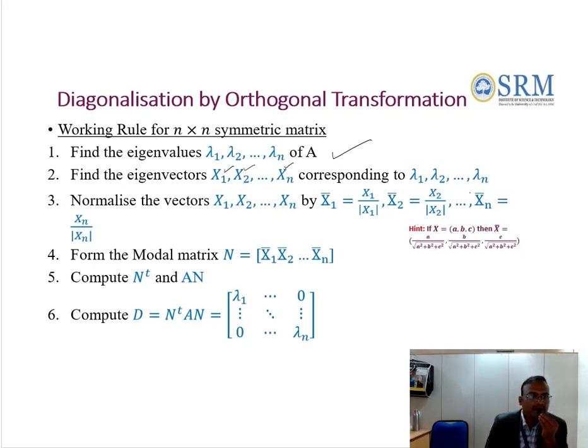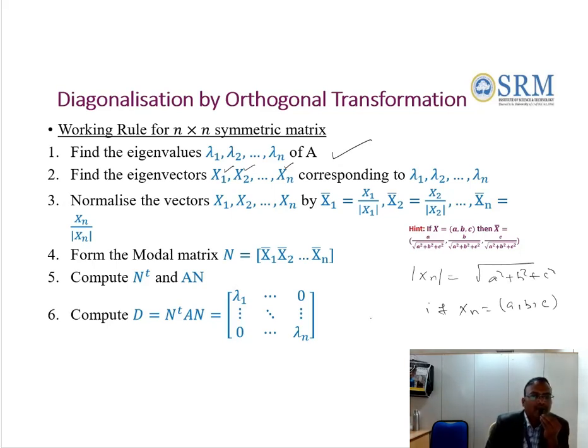Then the third step is we have to normalize all the vectors x1, x2, x3 by using the formula x1 bar equal to x1 upon the length of the vector, modulus of x1, x2 bar equal to x2 divided by modulus of x2, and so on, xn bar equal to xn upon modulus of xn. What is the formula for modulus of xn? The modulus of xn is equal to under root a square plus b square plus c square, if our xn is equal to a comma b comma c. Okay, if xn has 3 coordinates a b c, then the length of the vector, modulus of xn, is under root a square plus b square plus c square.